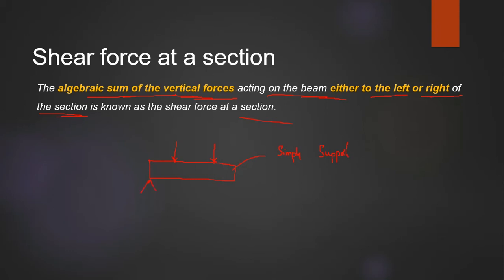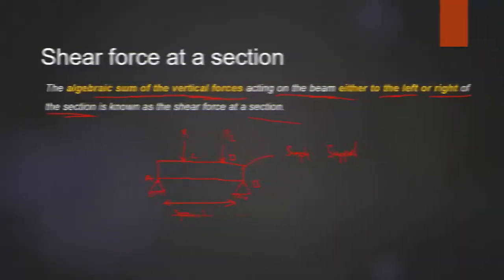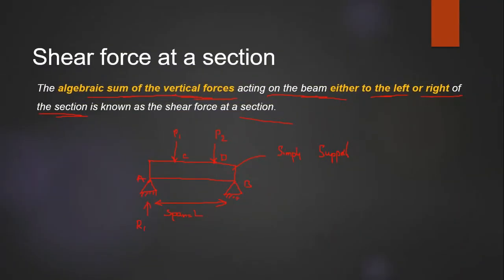So this is the support here and this is the support over here. This is the span length L. You can call this force P1 and this P2. This is section A and this is section B. This is C and this is D. There is a reaction RA here from the support, and here is the reaction RB at B.